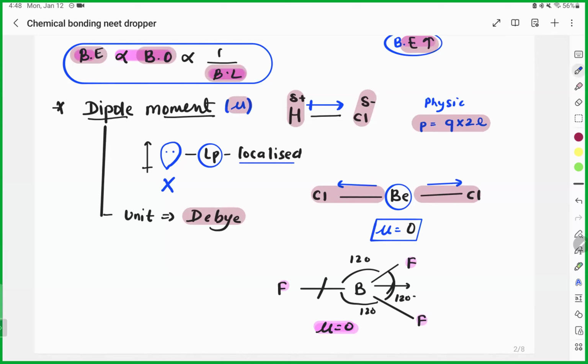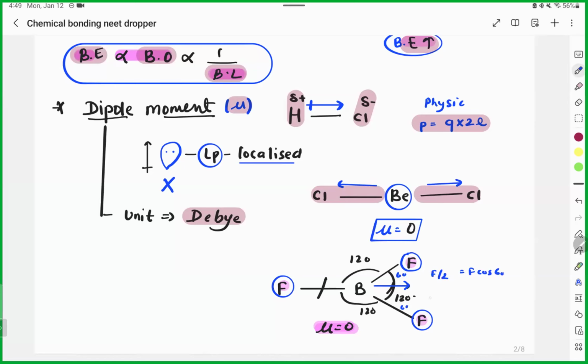In case of BF3, what will happen? You have three fluorine atoms. Each will attract toward itself. The resultant of these two fluorine will be this, at a 60 degree angle. And you know the cos 60 value is equal to 1 by 2. So this will be F by 2, because it is also equal to F cos 60.